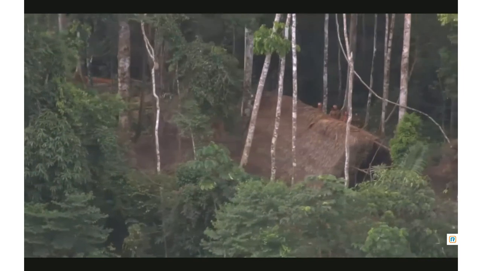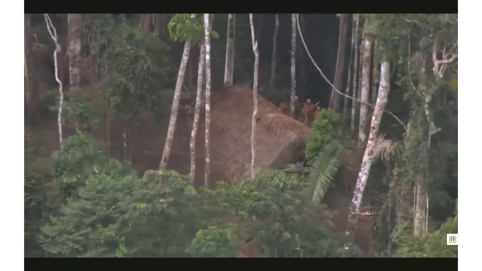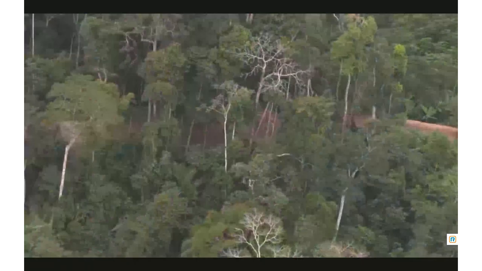And it's not just violence that puts uncontacted people at risk. Viruses, like the common cold, can kill them, and even wipe the tribes out completely.